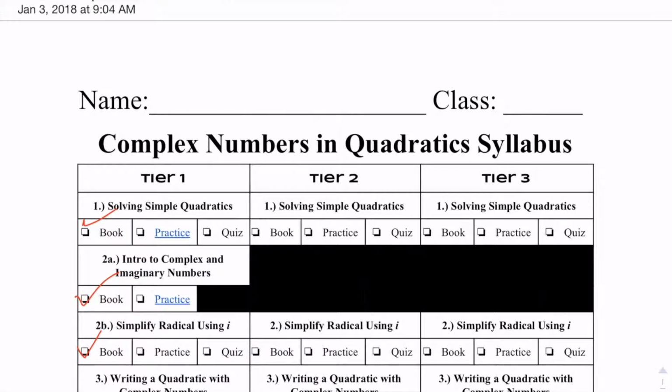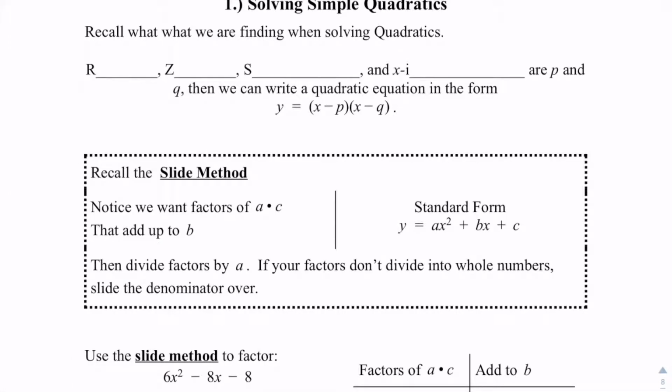We're back in our complex number syllabus. We are now in Tier 2 on Lesson 1, solving simple quadratics. Let's check that off. Recall that when we are solving simple quadratics, we're finding roots, zeros, solutions, and x-intercepts. But remember, x-intercepts only pop up with real solutions.